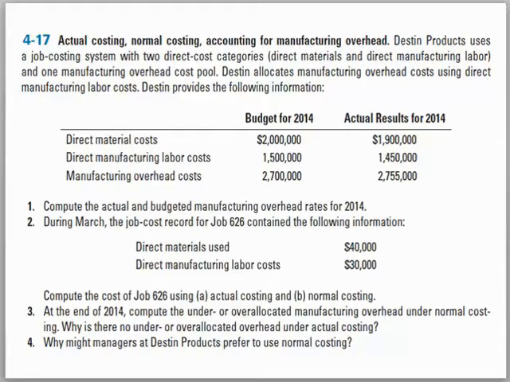First required, compute the actual and budgeted manufacturing overhead rates for 2014. As we said before, we calculate the rate by dividing the overhead costs by the base. For the actual overhead rate, we divide the actual manufacturing overhead costs by the actual manufacturing labor costs. And for the budgeted overhead rate, we divide the budgeted overhead cost by the budgeted direct labor cost, which is the base.